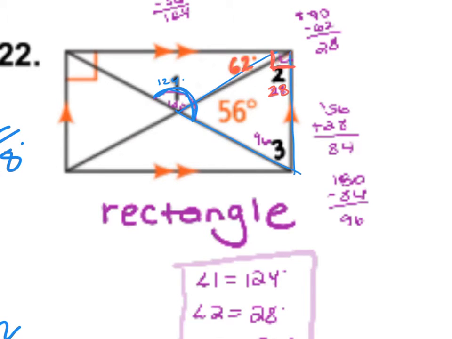And then I've got a triangle here. So I added 56 and 28. I got 84, subtracted 84 from 180, and I got 96, which was that last angle inside there. Alyssa. Just like you did here.